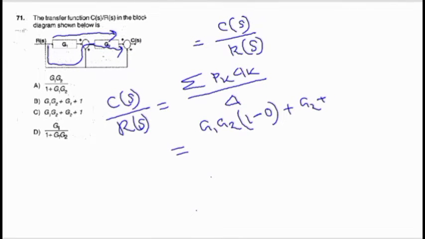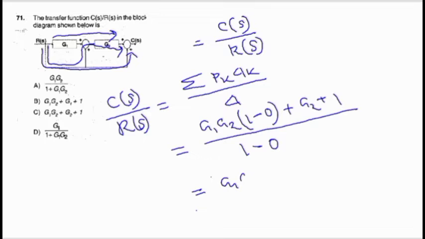And another path you can see we can go like this. What is the gain? It is 1 divided by delta. Delta is 1 minus individual loop gains, so it is 0. So ultimately what we have is G1 G2 plus G2 plus 1, it will be option C.